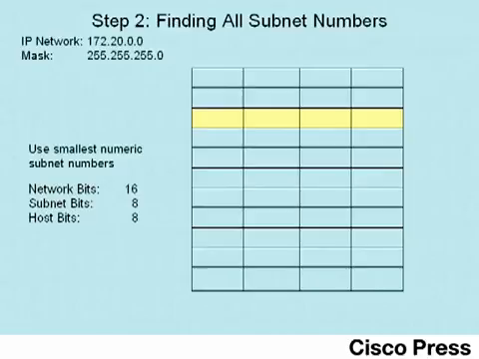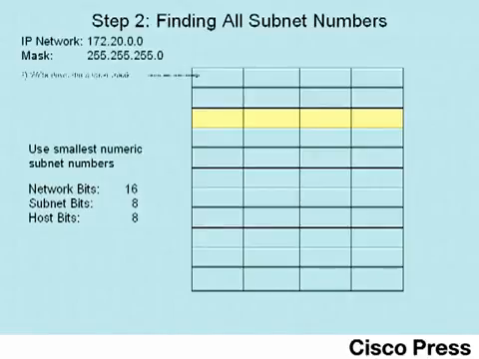Next, let's use the process described in ICND1 Lab 6 to find all the subnet numbers. Now, I'm not going to go through all the generic process here, so if you haven't watched Lab 6, it's probably good to go back and watch that first to get a better understanding here. But let's follow through that process just to see another example.